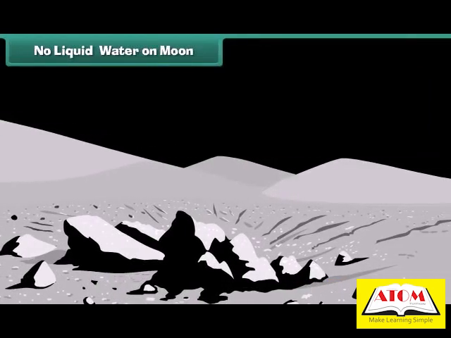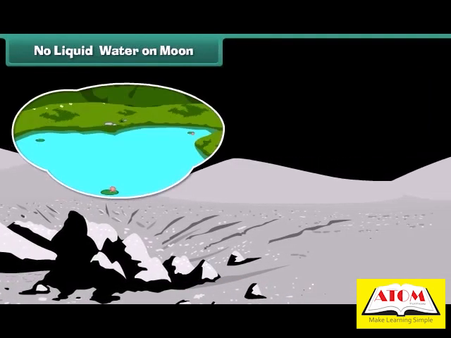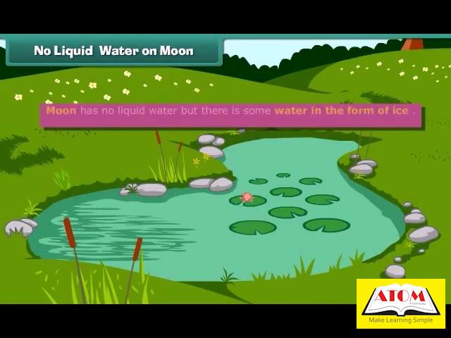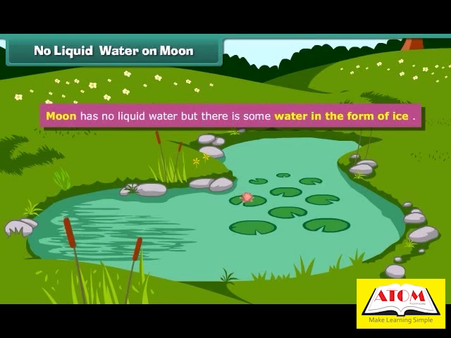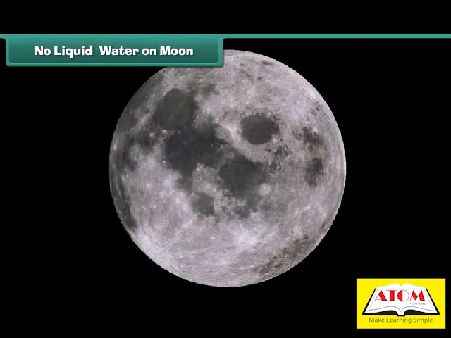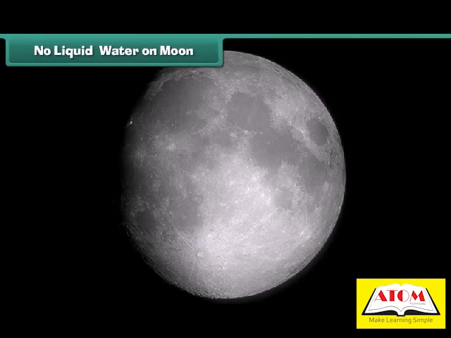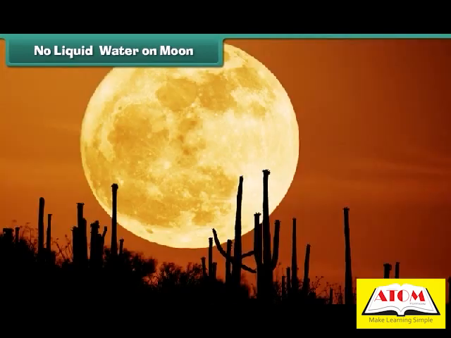Kids, do you think the moon has also got water like our Earth? No. There's no liquid water on the moon, but there is some water in the form of ice. Recently, a NASA spacecraft discovered nearly 100 kilograms of ice and water vapor near the moon's south pole. And yes, it is possible that there is more buried under the surface of the moon.